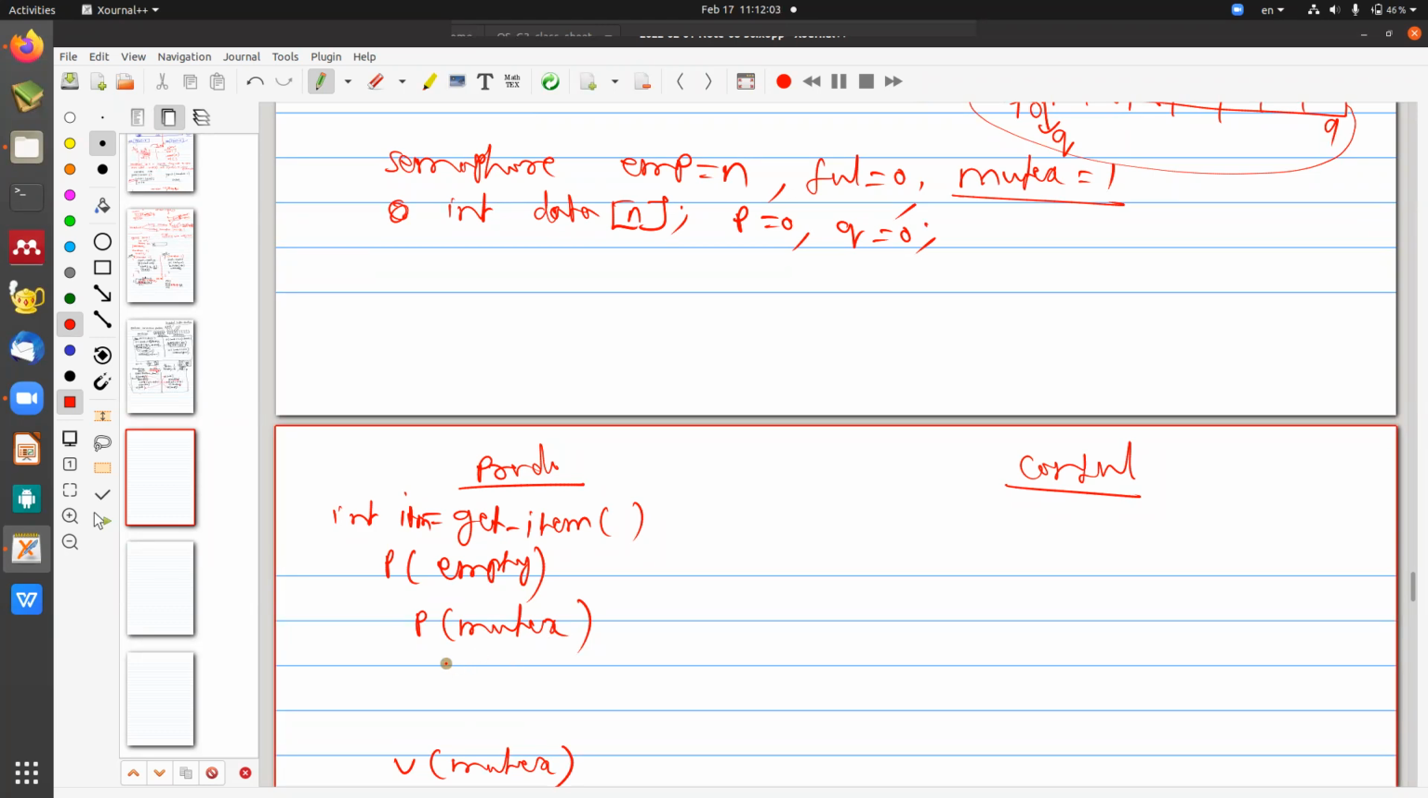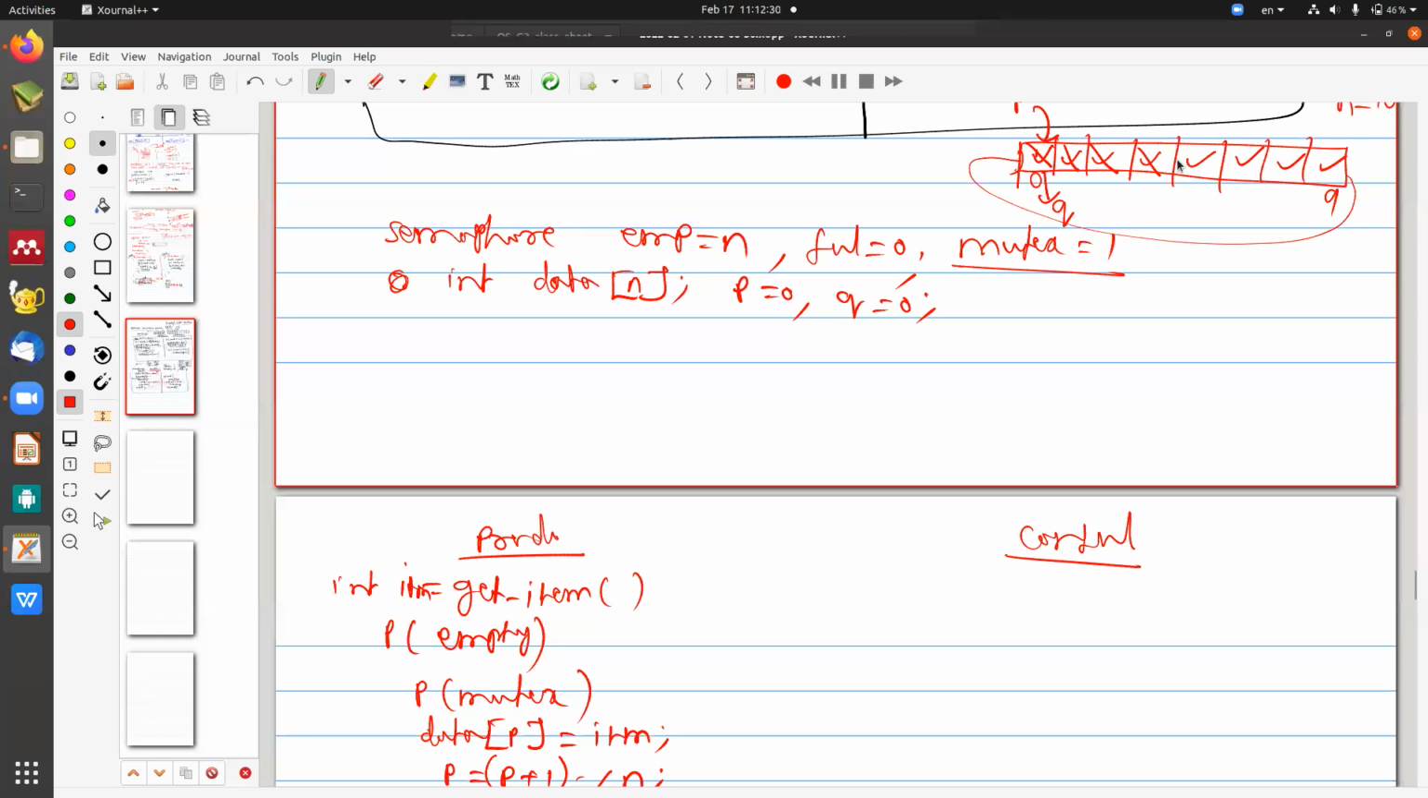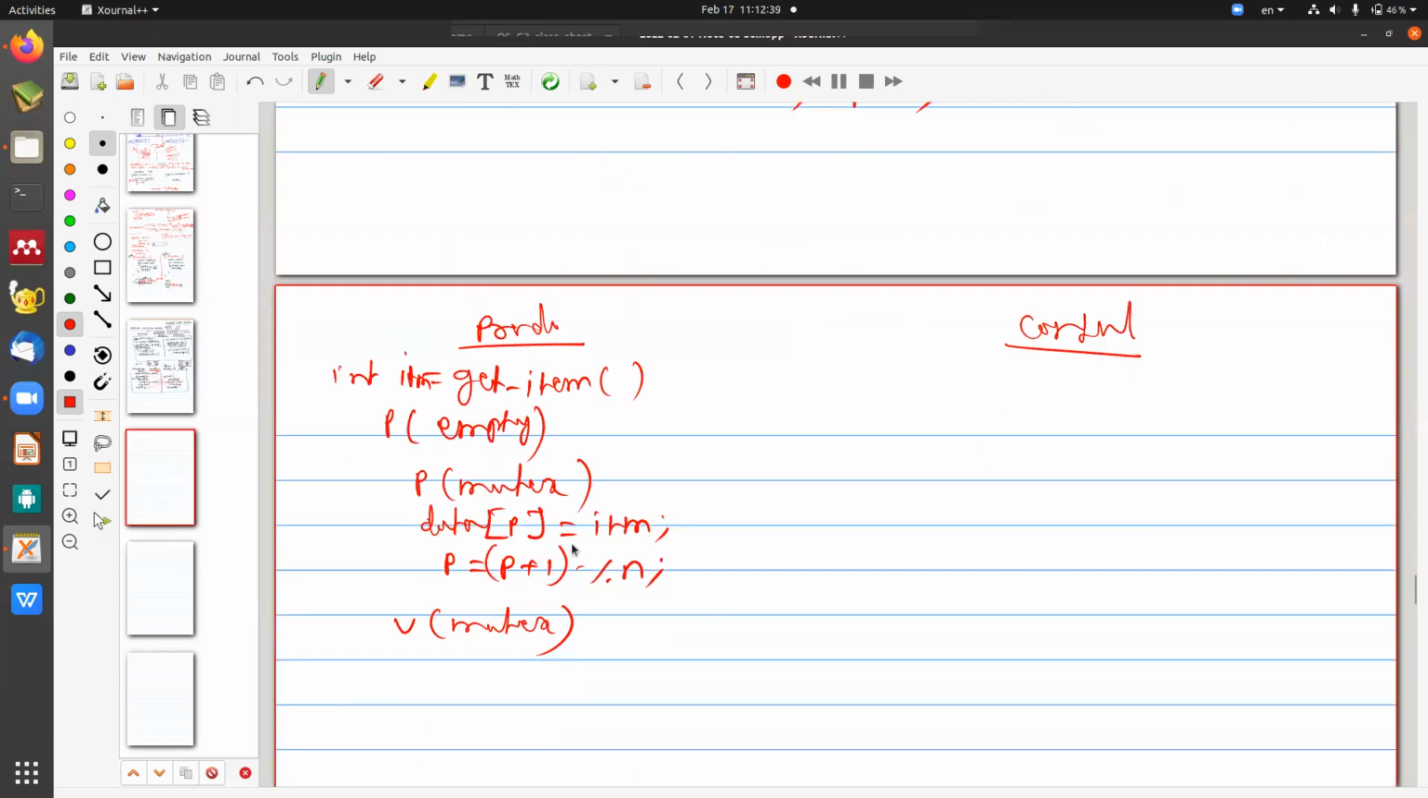So how will you keep it? You simply write this kind of code: data array of p is equal to my itm, and p equal to (p plus 1) modulus n. Correct? Is it suitable for the circular queue? Yes, p is gradually incrementing, and when p reaches here, 9 plus 1 modulus 10 will give you 0. Like this it is working, and after that you make a V of full.